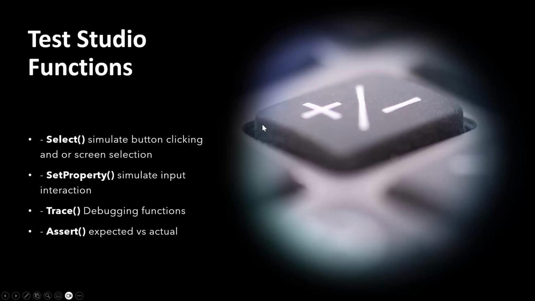Second is set property. It is used to simulate the interaction with text input or labels, etc. You can, for example, set a text to a label or set a text to a text input. Then trace, it is basically debugging functions. And finally, assert, what is the expected result versus the actual result. So this is basically used for error handling.